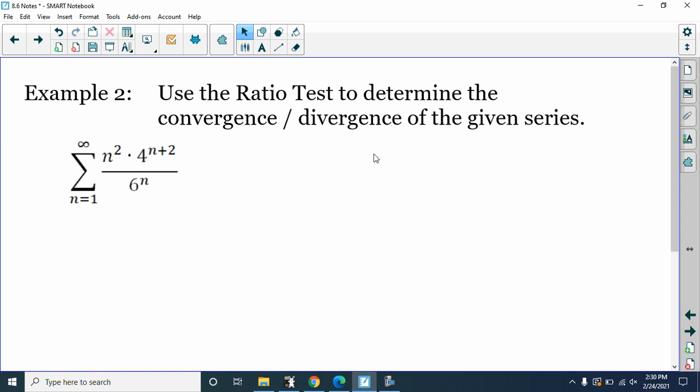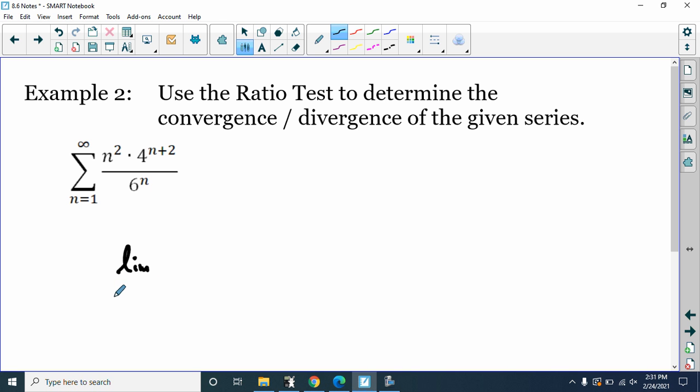Example 2, use the ratio test to determine the convergence or divergence of this series. Notice we've got a polynomial part, which we usually use the limit comparison test for. We also have a geometric part.